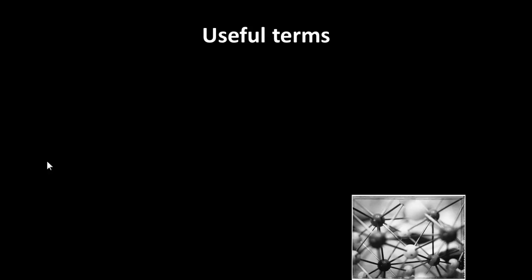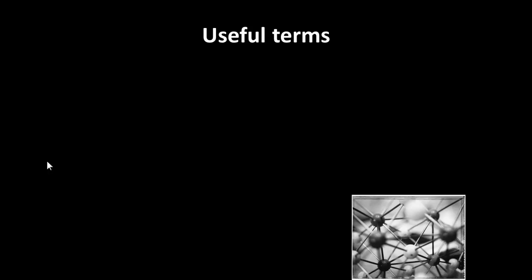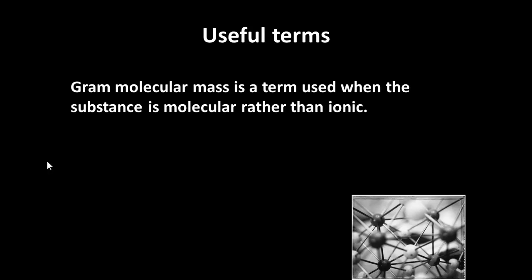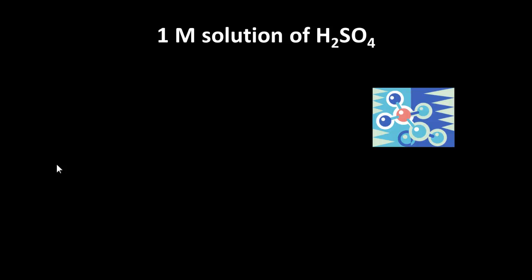Okay, let's just recap on a few useful terms here as well. Gram formula mass is the formula mass expressed in grams, whereas gram molecular mass is a term we use when the substance is molecular rather than ionic. Molarity, which is the more common term, is the number of moles of a substance dissolved in 1 litre of solution. So it's the volume of solution that's relevant in molarity.